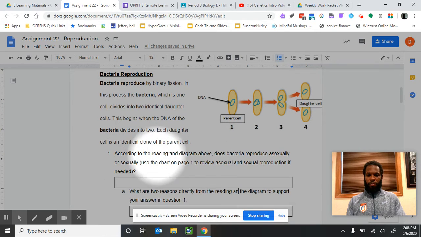Question one, according to the reading and diagram above, does bacteria reproduce asexually or sexually? Use the chart on page 1 to review asexual and sexual reproduction if you need to. So, question 1, does bacteria reproduce sexually or asexually? Well, according to what we just read, an exact copy with one parent, we know one parent is asexual reproduction.